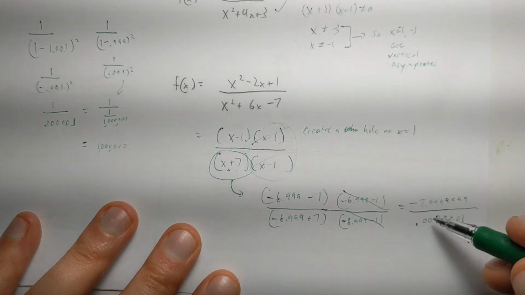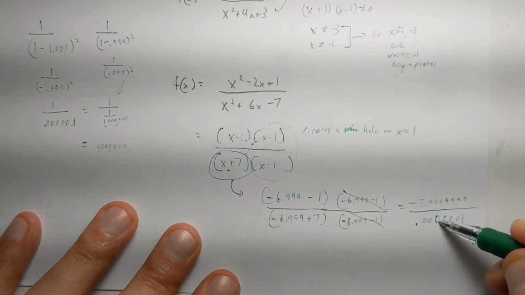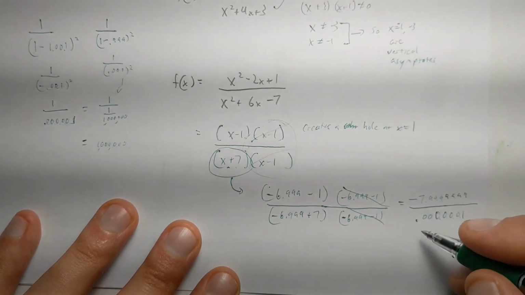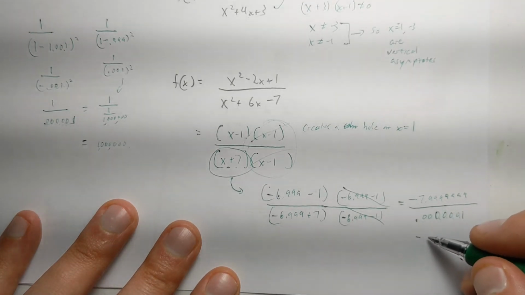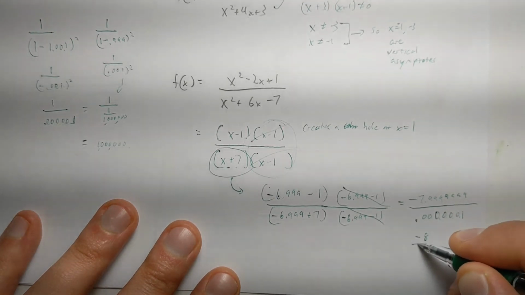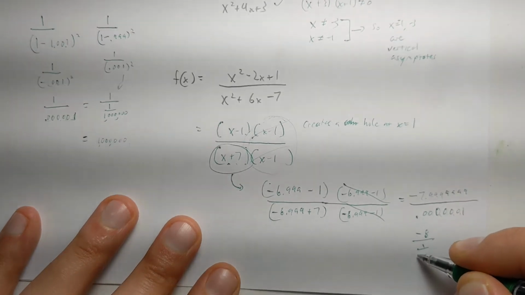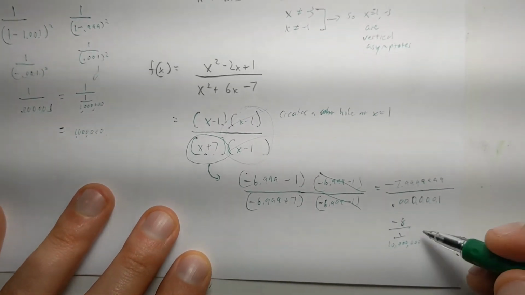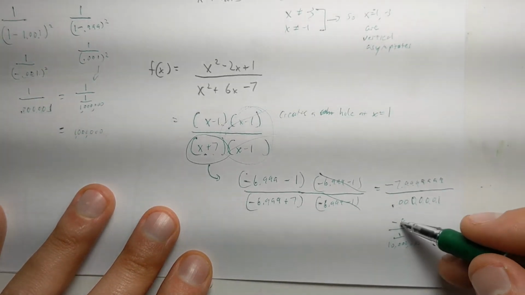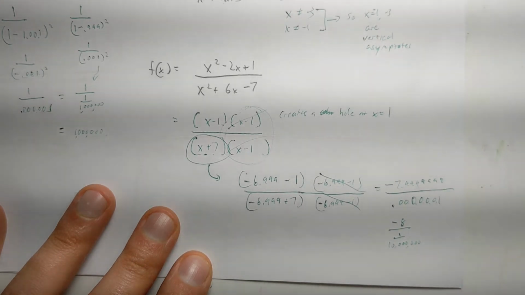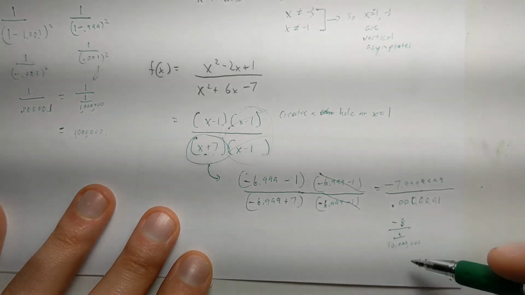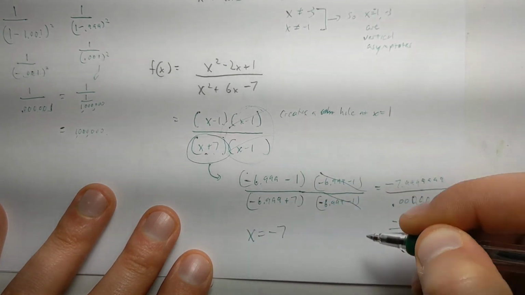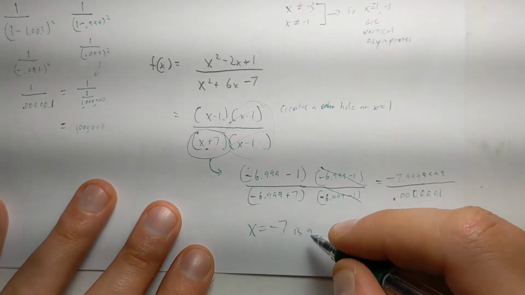This is 1/10th, 100th, 1000th, 10,000th, 100,000th, millionth, 10 millionth. So I'm going to say it's almost negative 8 up top. Negative 8 over 1/10 million. So if we multiply by the reciprocal, that's going to be negative 80 million. So we're definitely approaching negative infinity. Therefore, x equals negative 7 is a vertical asymptote.